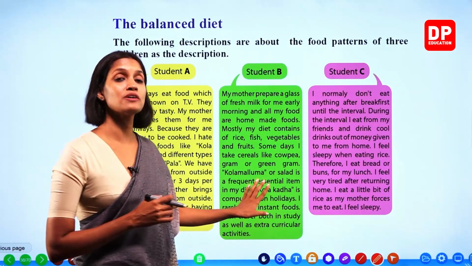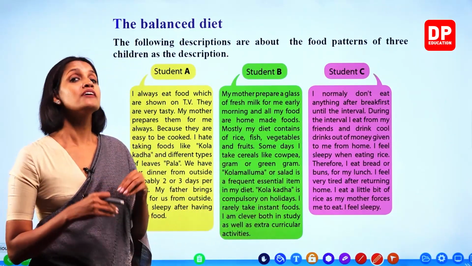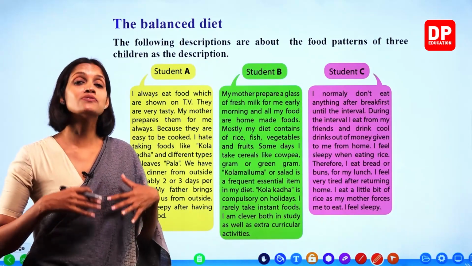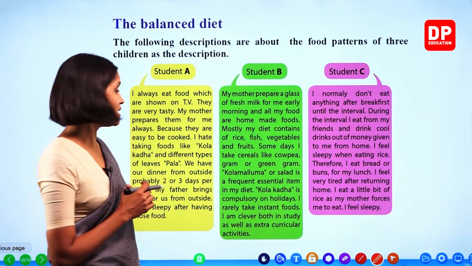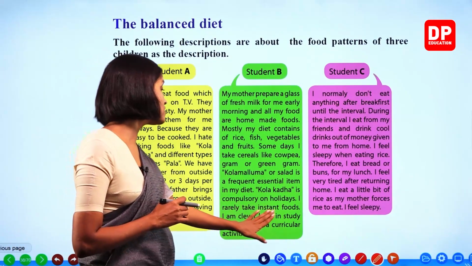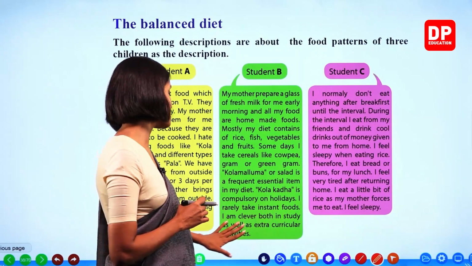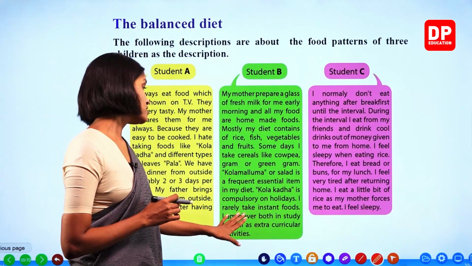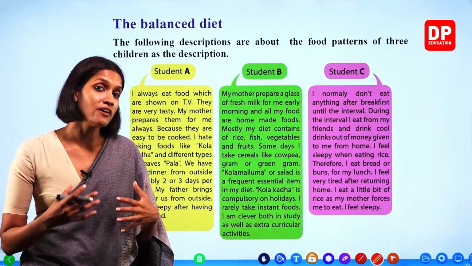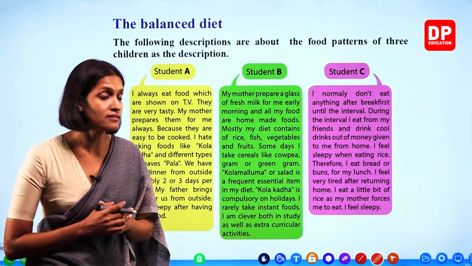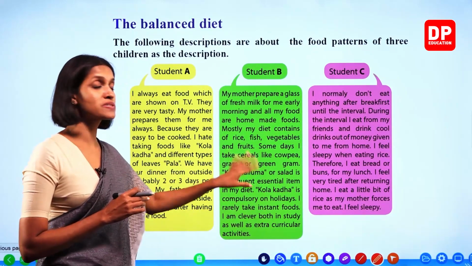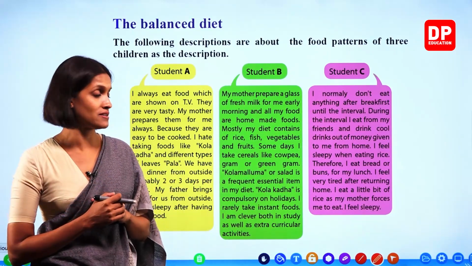Coelacanth is compulsory. Coelacanth is also made with green leaves. Again, it is rich in vitamins and minerals, right? So I am very clever both in study as well as extracurricular activities, right? So to improve memory power, you have to have a lot of iron, right? So all these food items contain high amounts of iron, right?